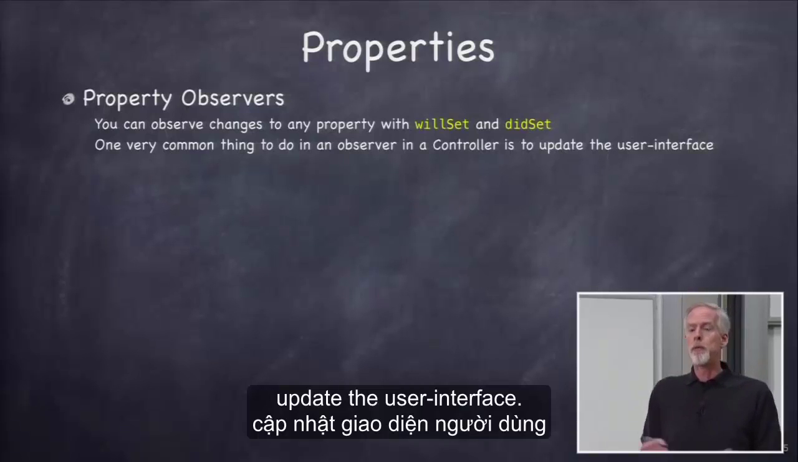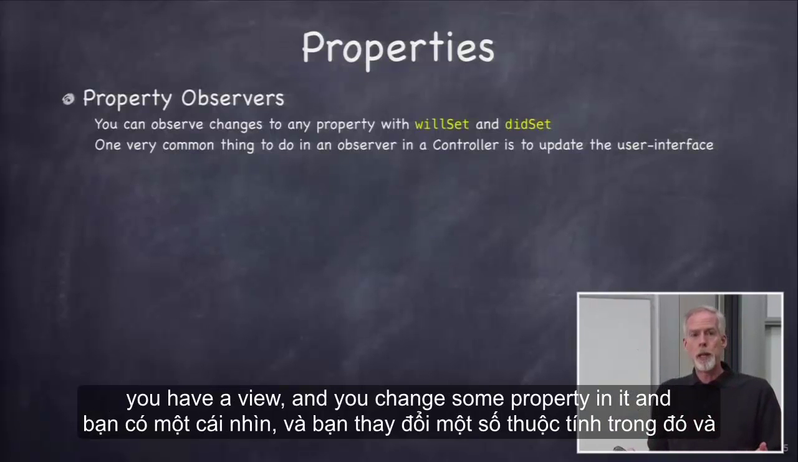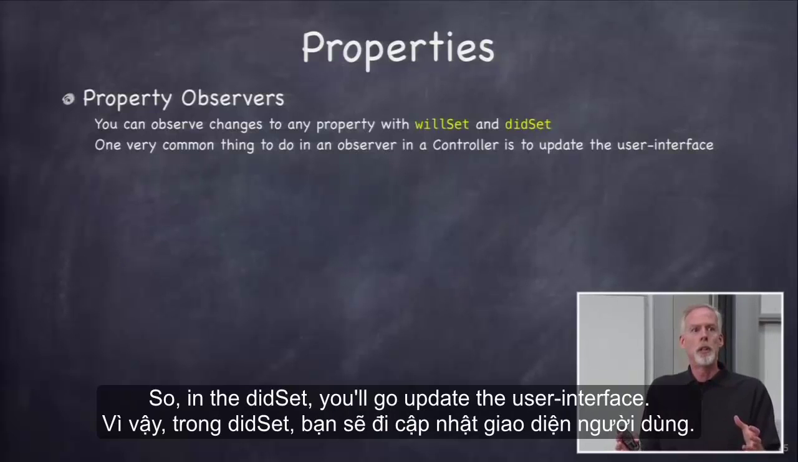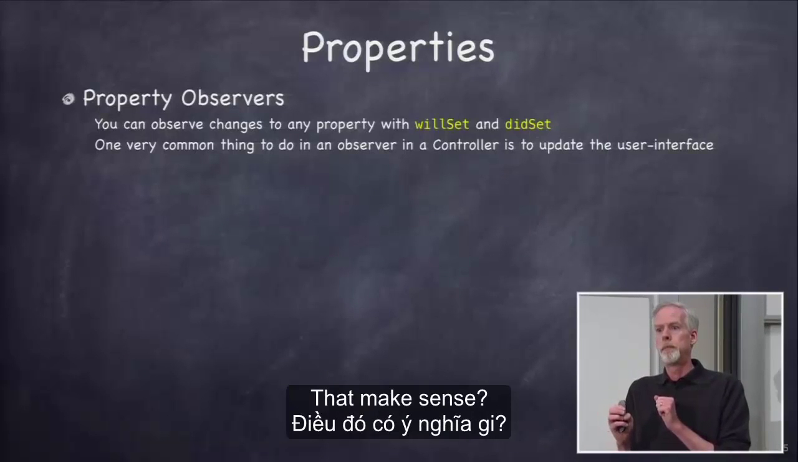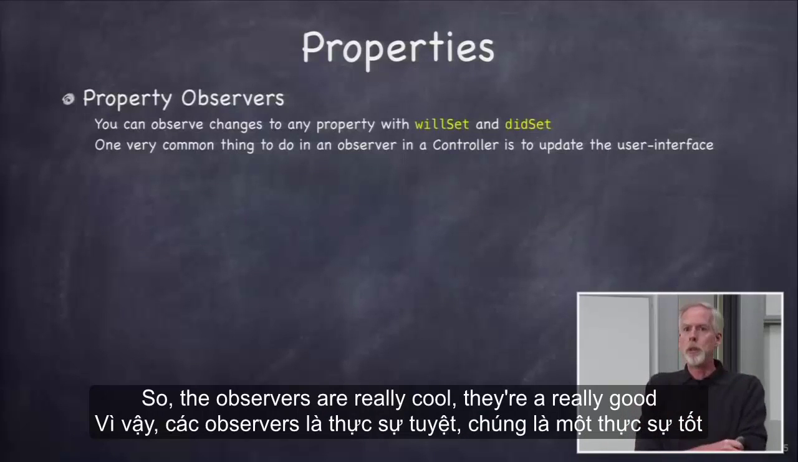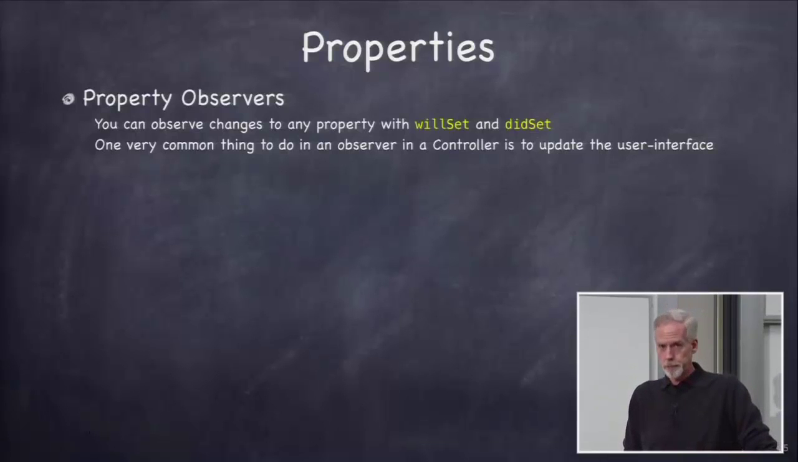So you have some view controller, let's say, or you have a view, and you change some property in it, and changing that property means the UI would change. So in the did set, you'll go update the user interface. Does that make sense? Okay, so the observers are really cool. They're a really good way to keep track of what's going on and keep things in sync.